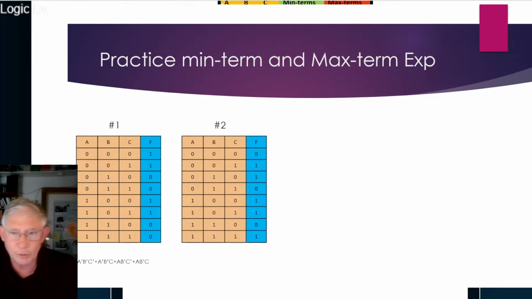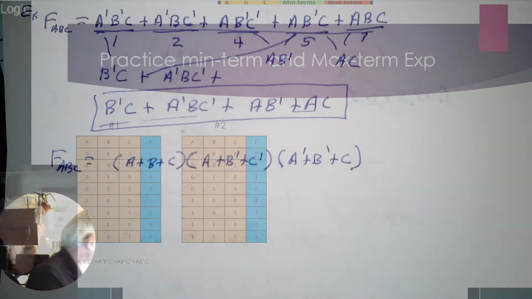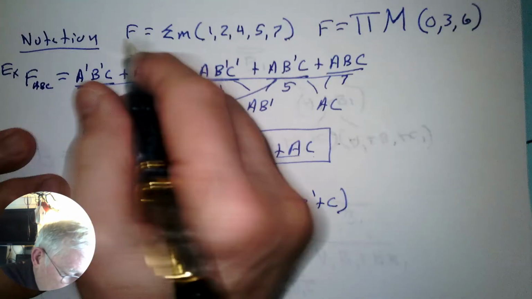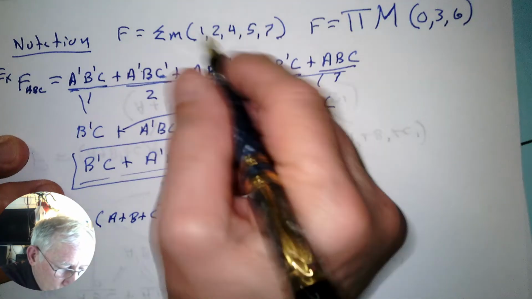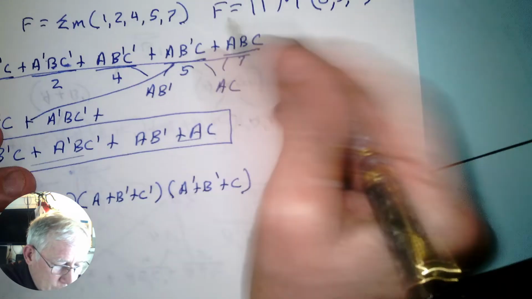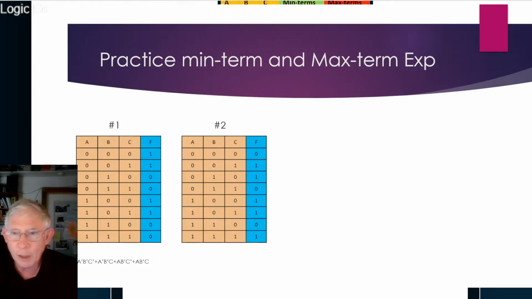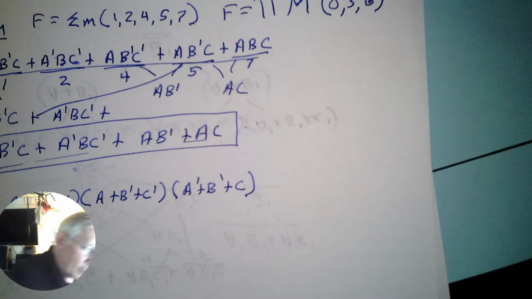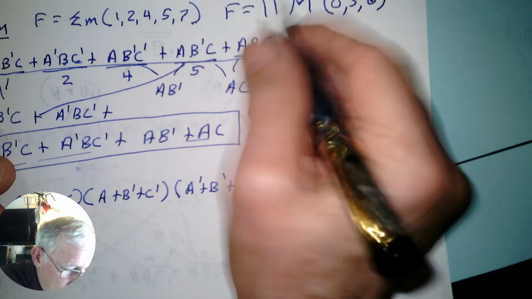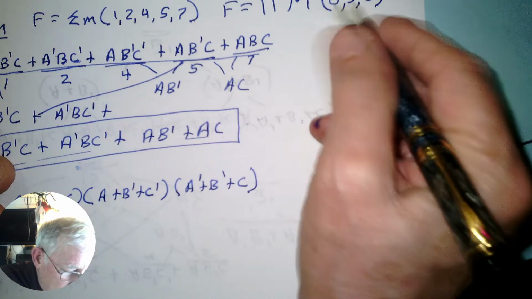and the max-term notation. Now notice I have ones for 1, 2, 4, 5, and 7. Okay? So I write my min-term notation, 1, 2, 4, 5, 7. Max-term notation is going to be the ones I'm missing, which in this case would be 0, 3, 6. So my max term is F equals the product of the big M's, 0, 3, 6.